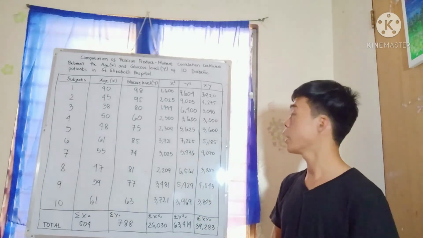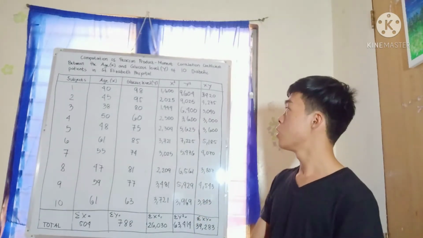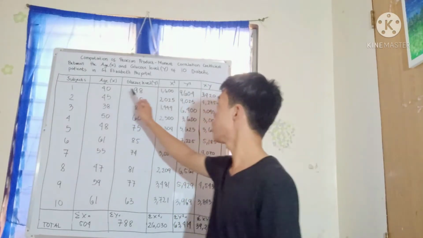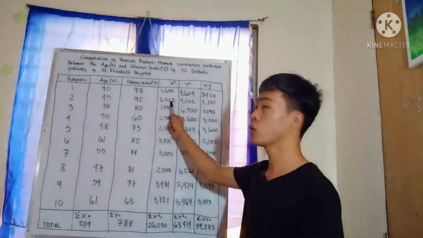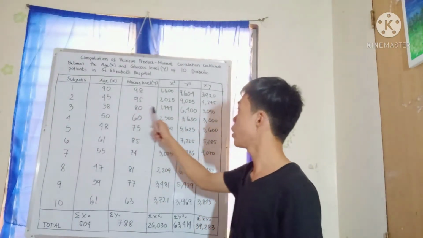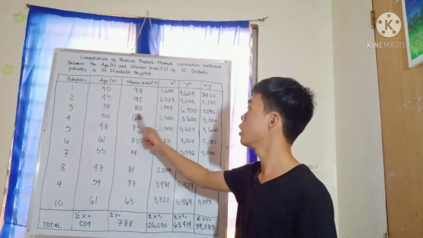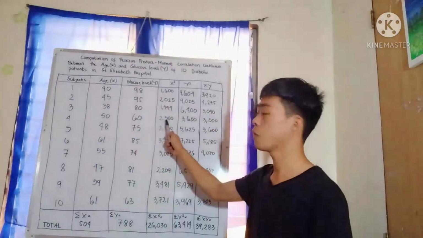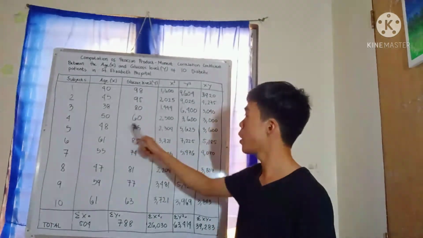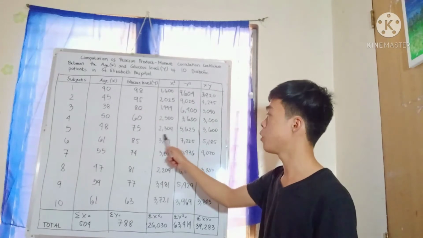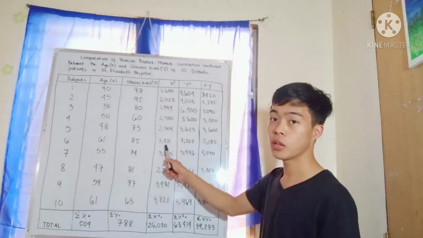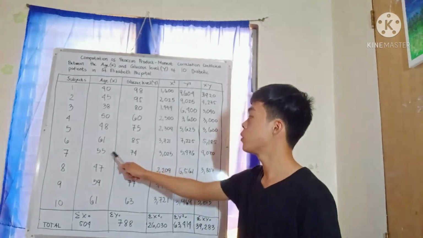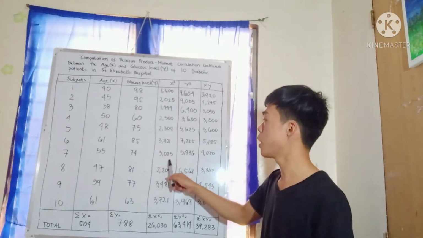First, we will get the x squared first. So 40 squared is equal to 1600. 45 squared is 2025. 38 squared is 1444. 50 squared is 2500. 48 squared is 2304. 61 squared is 3721. 55 squared is 3025.